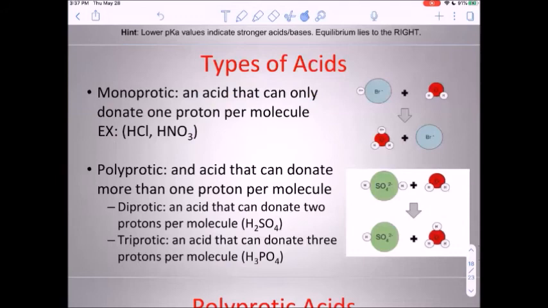There are a couple of different types of acids when we're naming our acids here. There's monoprotic and polyprotic. Monoprotic means it's an acid that only donates one proton per molecule. Protic meaning proton, mono meaning one. So HCl has one proton to donate, HNO3 has one proton to donate. Polyprotic means it can donate more than one, and there are specific names. So you have diprotic that can donate 2, triprotic that can donate 3.